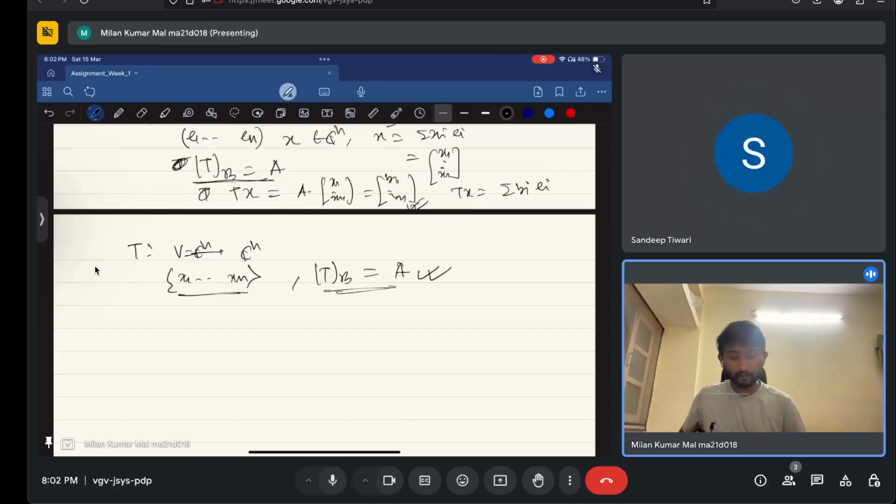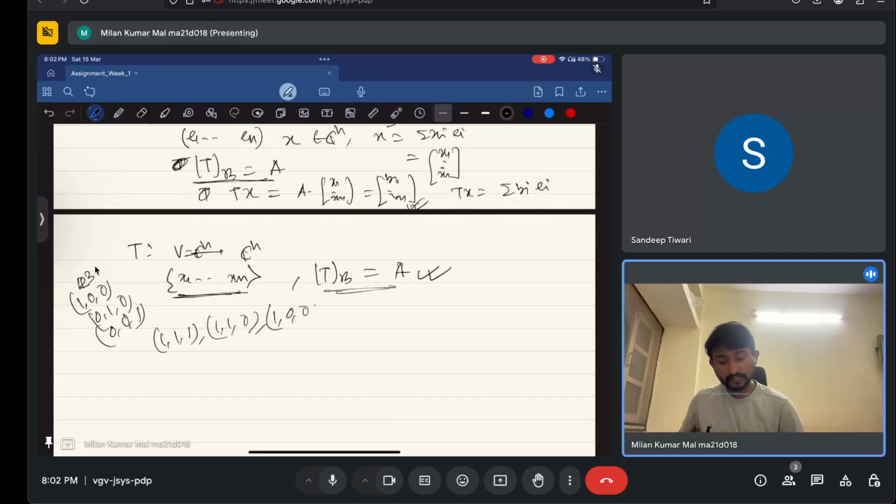Take R3 for example. The standard ordered basis is 1 0 0, 0 1 0, 0 0 1. But I can take another set also as a basis. This is an ordered basis. I take this as x1, this as x2, this as x3. With respect to this ordered basis, there must exist a matrix A.